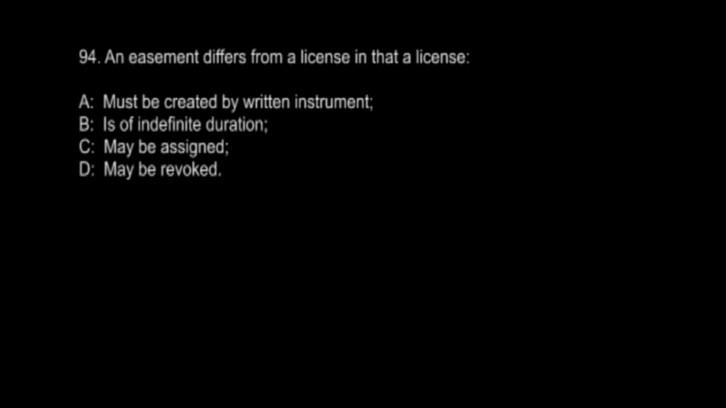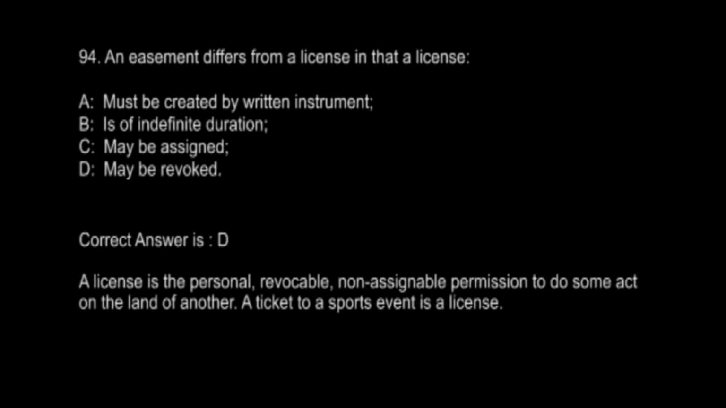94. An easement differs from a license in that a license a. must be created by written instrument, b. is of indefinite duration, c. may be assigned, d. may be revoked. Correct answer is D. A license is the personal, revocable, non-assignable permission to do some act on the land of another. A ticket to a sports event is a license.